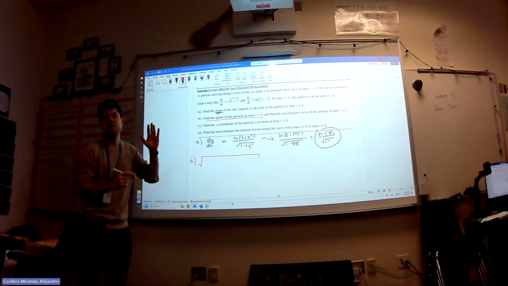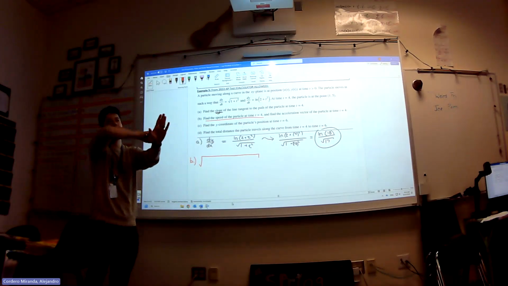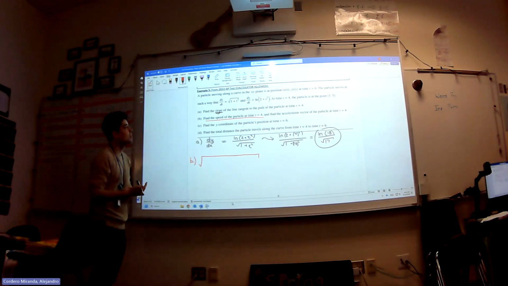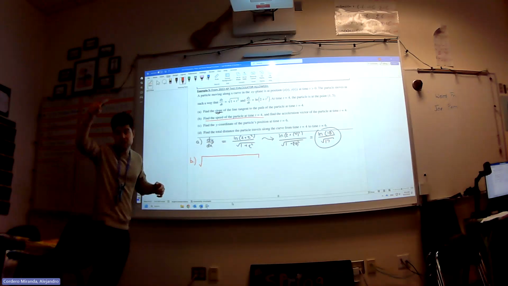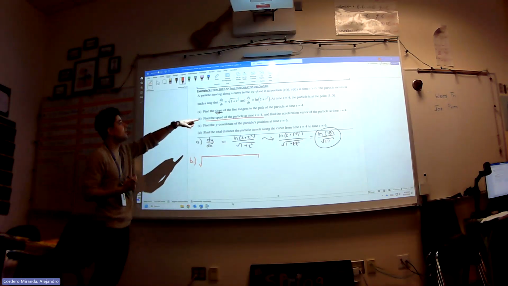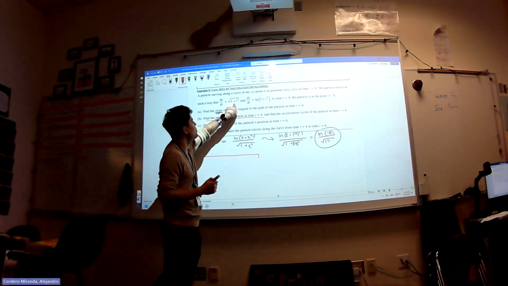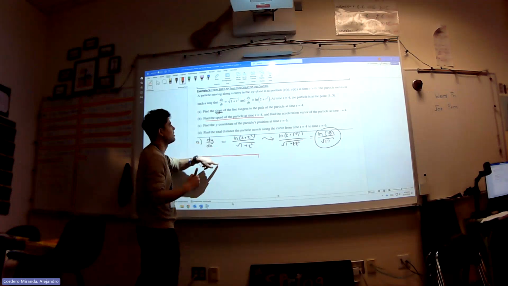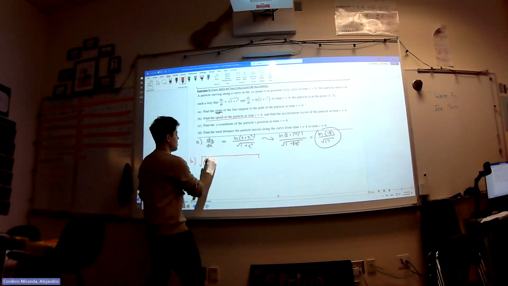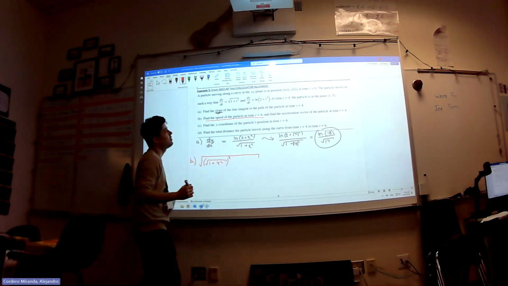And then just to not take up a lot of room, although you guys have the whole back page blank if you run out of room on this. The whole back page, like the back of this page. Anyway, just to not take up a lot of room, let me plug in the 4 straight up into here already. So this would be 1 plus 4 squared, squared.